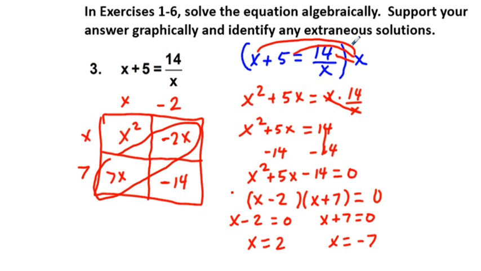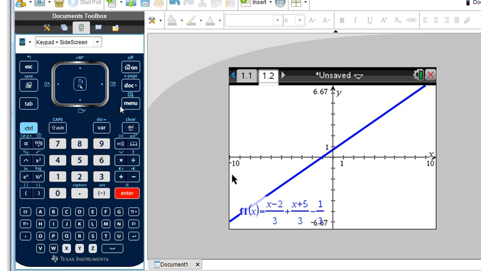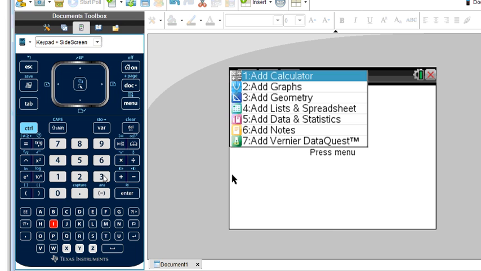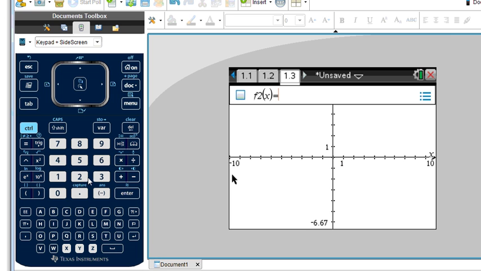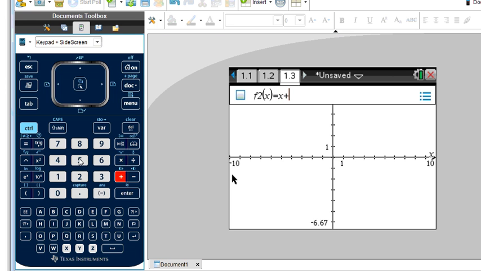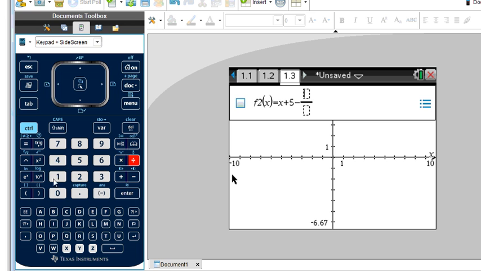And it says support your answer graphically. So we're going to support the answer graphically by going to our graphing calculator, and we're going to enter the equation, Control I, get a new page, add graphs. We have x plus 5, and we're going to subtract that right side of the rational equation. So instead of setting two equations, the left side and the right side, we're going to subtract 14 over x.